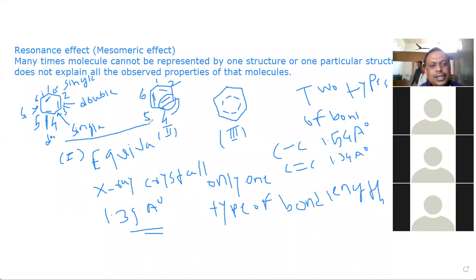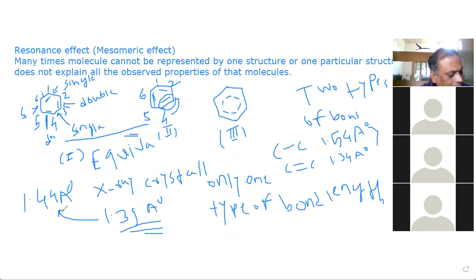These two structures are not a correct representation of benzene. Even if we consider the bond length to be the average of single and double bond, it should be 1.44 angstrom units. म्हणजे carbon carbon single bond आणि carbon carbon double bond या दोघांची bond length average घेतली तर 1.44 angstrom units, which is much higher than observed. आपल्याला observed किती आलेले आहे, 1.39. It should be higher.